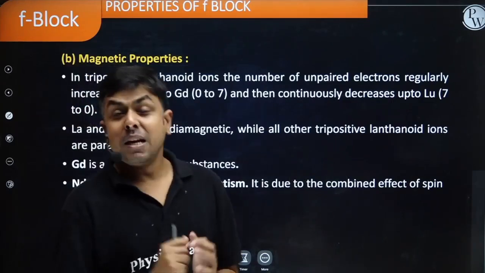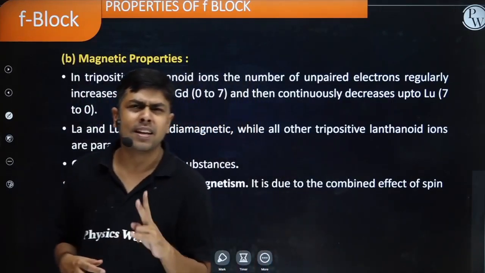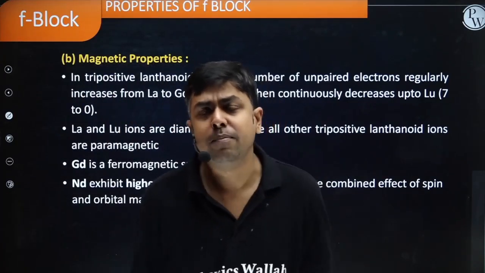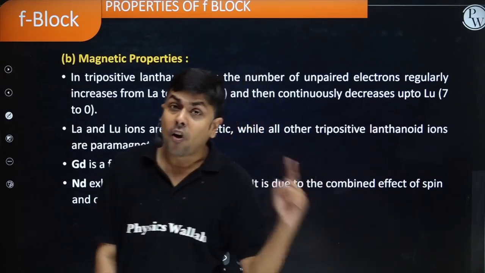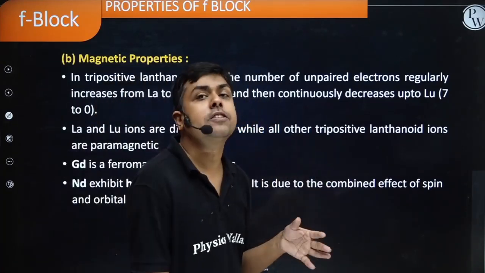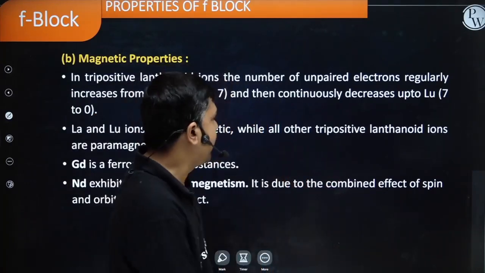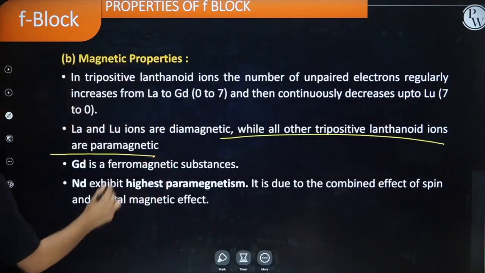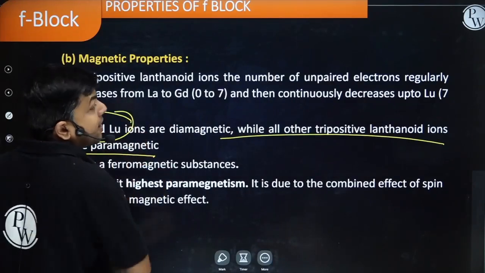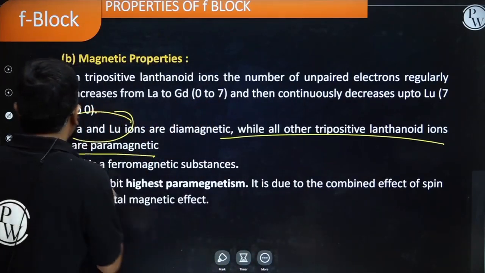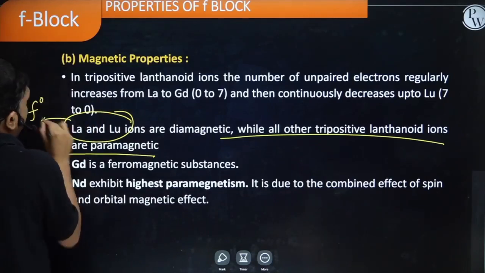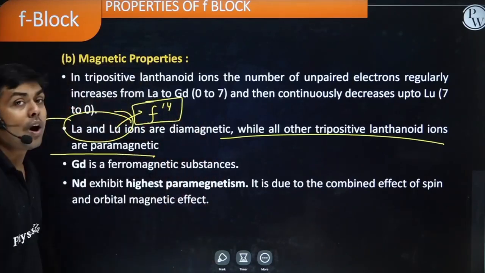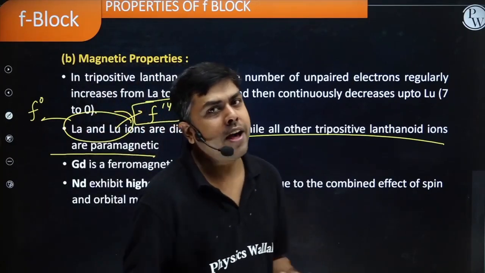Students, if I talk about the magnetic behavior of these F block elements, here we have to keep only one thing in mind. In general, all the lanthanide elements in the +3 oxidation state are paramagnetic. All the tri-positive lanthanide ions are paramagnetic, except La+3 and Lu+3. This one has configuration F0 and this one has configuration F14. These two are diamagnetic, the rest are all paramagnetic.